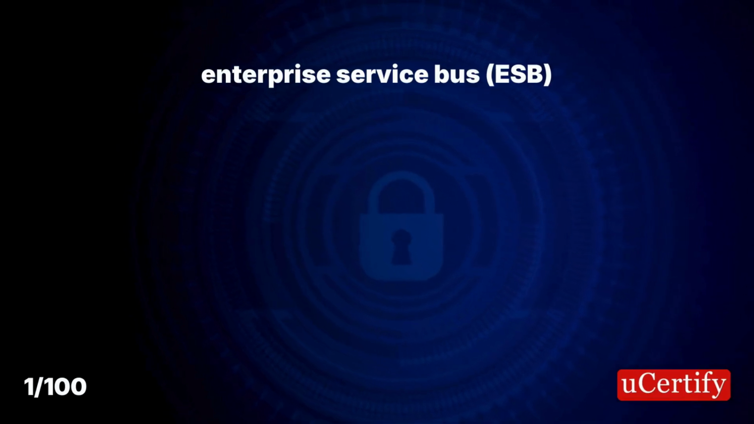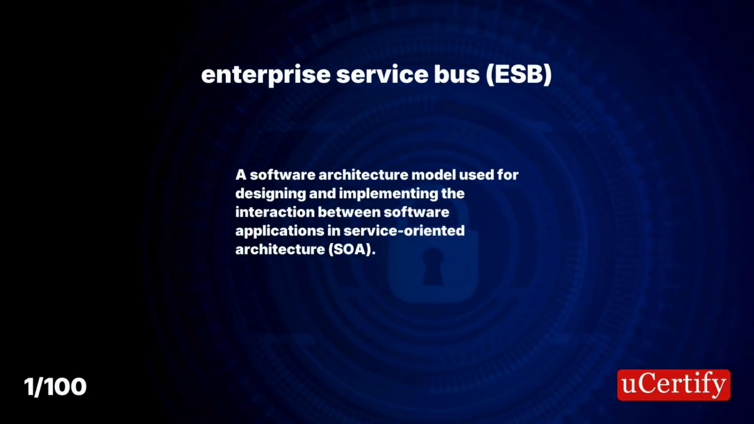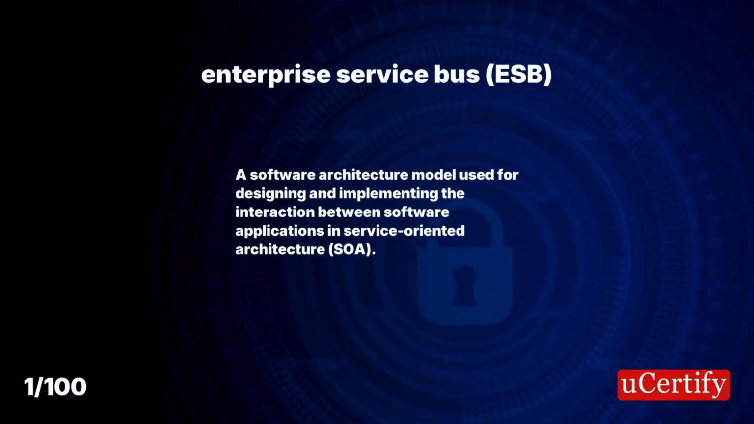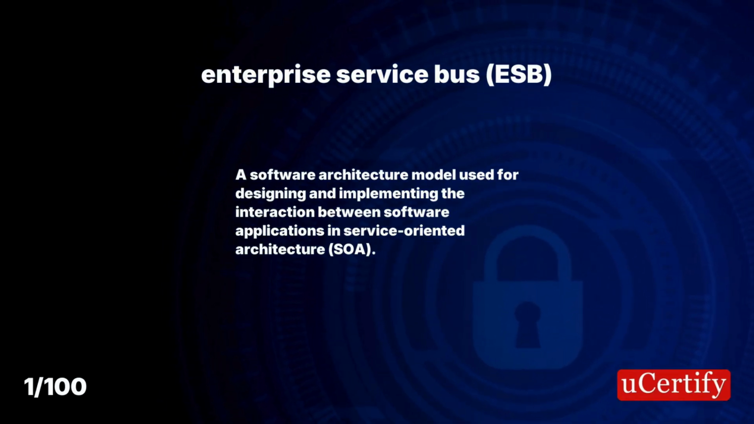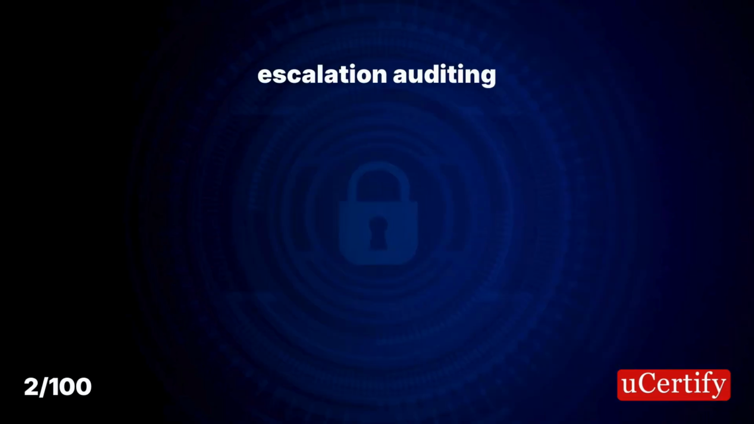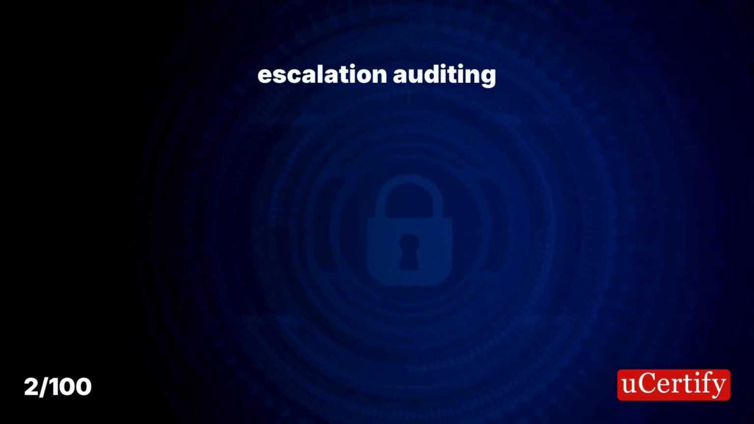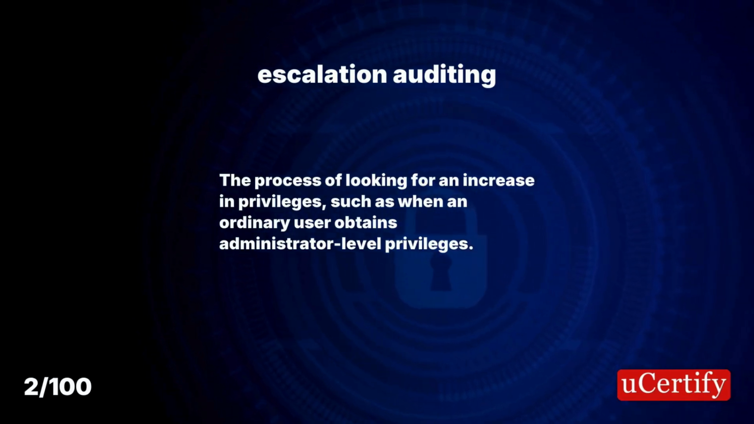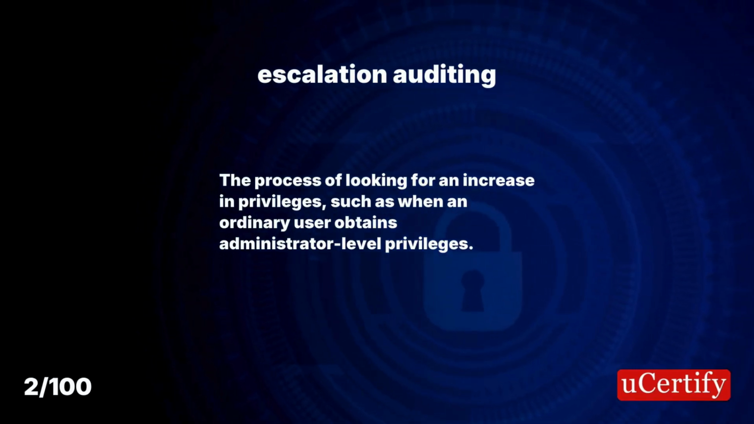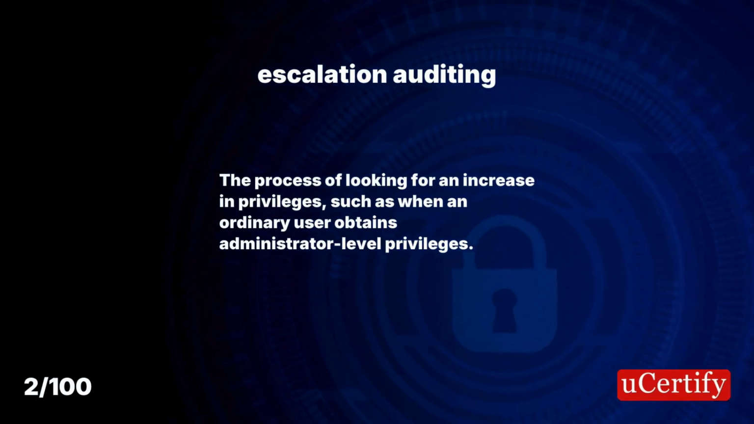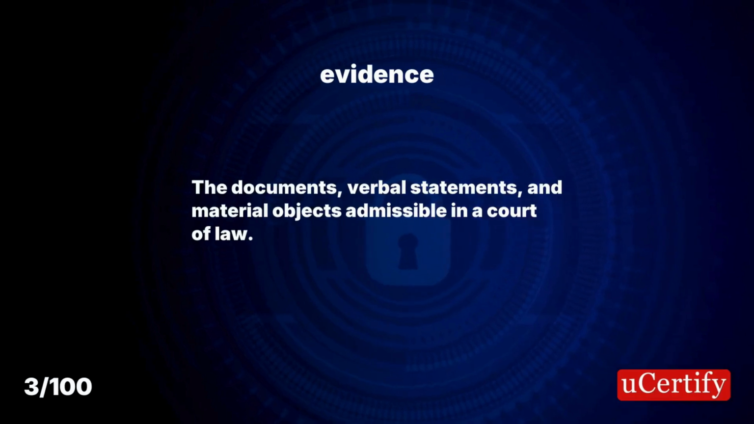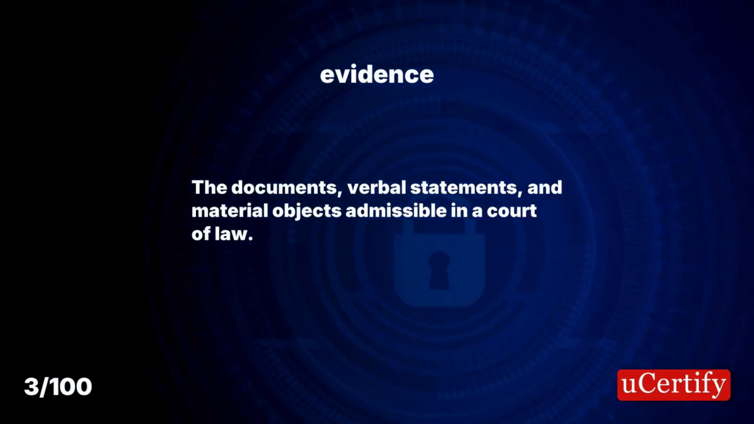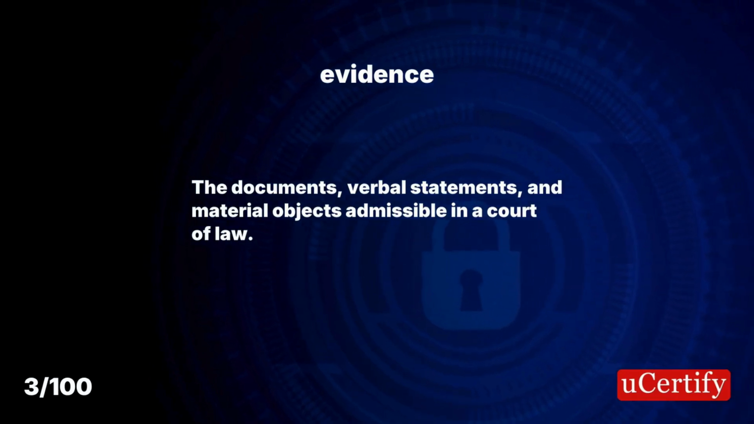Term: Enterprise Service Bus, ESB. Definition: a software architecture model used for designing and implementing the interaction between software applications in service-oriented architecture, SOA. Term: escalation auditing. Definition: the process of looking for an increase in privileges, such as when an ordinary user obtains administrator-level privileges. Term: evidence. The documents, verbal statements, and material objects admissible in a court of law.